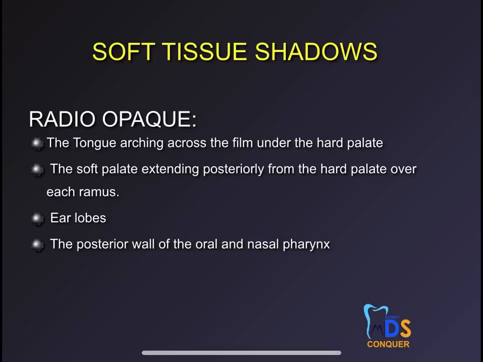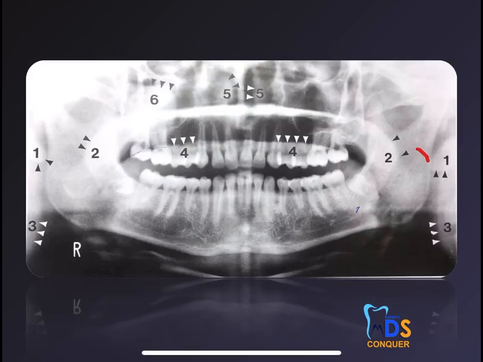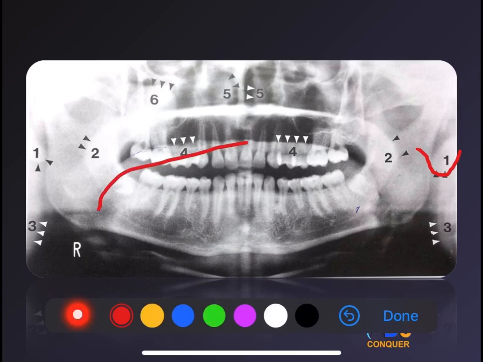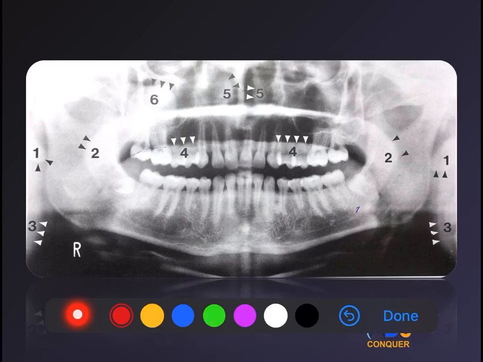Next, coming to the soft tissue shadows. So there are some shadows which are being presented by the soft tissues. So that could be like the tongue, right? Which appears across the film and under the hard palate. The soft palate can extend posteriorly from the hard palate over to the ramus, ear lobules, and also the posterior wall of the oral and the nasal pharynx. So now if you see, this is the ear lobules, right? And this is the soft tissue of the tongue. Okay, so these are the important soft tissues which can be seen as a shadow over the OPG image. So do note it down.